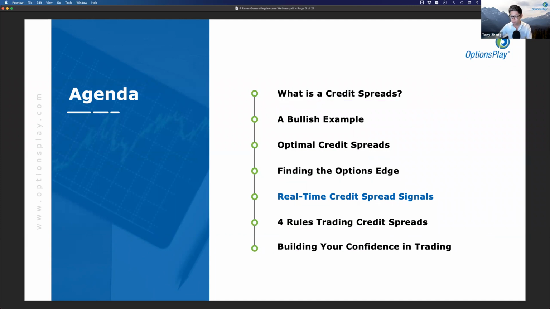Before we get started, I do want to launch a quick poll here. I want to first get a sense for the audience in terms of how much experience you have with trading options. So please answer the poll on your screen, whether you're just getting started, whether you've been trading for a while, or you're a very experienced options trader.